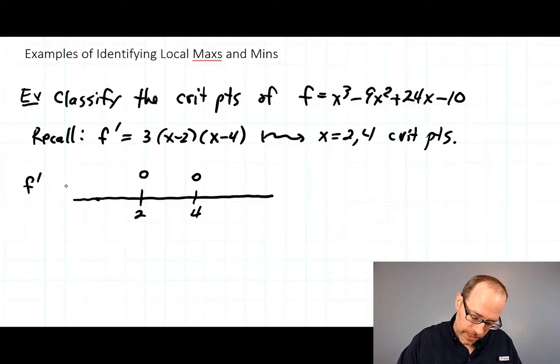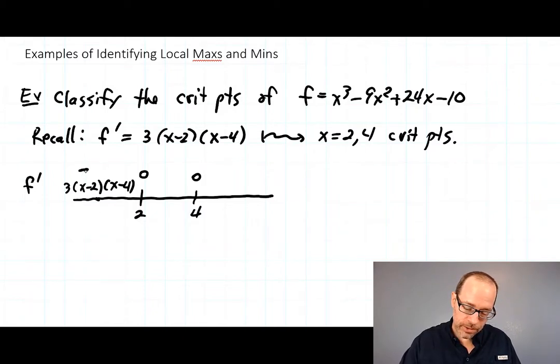Now, the derivative, remember, is 3 times (x minus 2)(x minus 4). To the left of 2, x is smaller than 2, so this term is negative. And if x is smaller than 2, it's certainly smaller than 4, so this term will be negative. Together, the whole thing will be positive. In this region, x is bigger than 2, so x minus 2 will be positive. But x is less than 4 here, so the second term will be negative. So the whole thing will be negative.